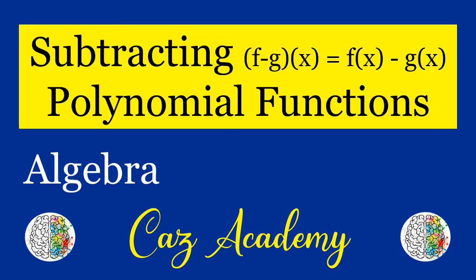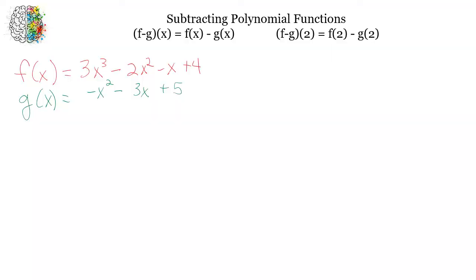Today we will be looking at how to subtract polynomial functions. Let's say you're given the two functions f of x equals 3x cubed minus 2x squared minus x plus 4 and g of x equals minus x squared minus 3x plus 5. And your professor gives you the problem f minus g of x and wants you to solve it.